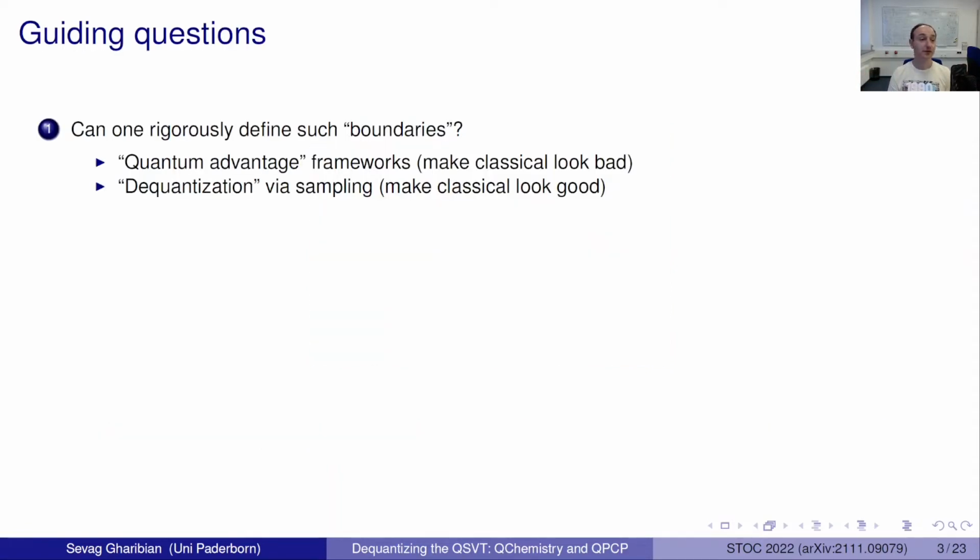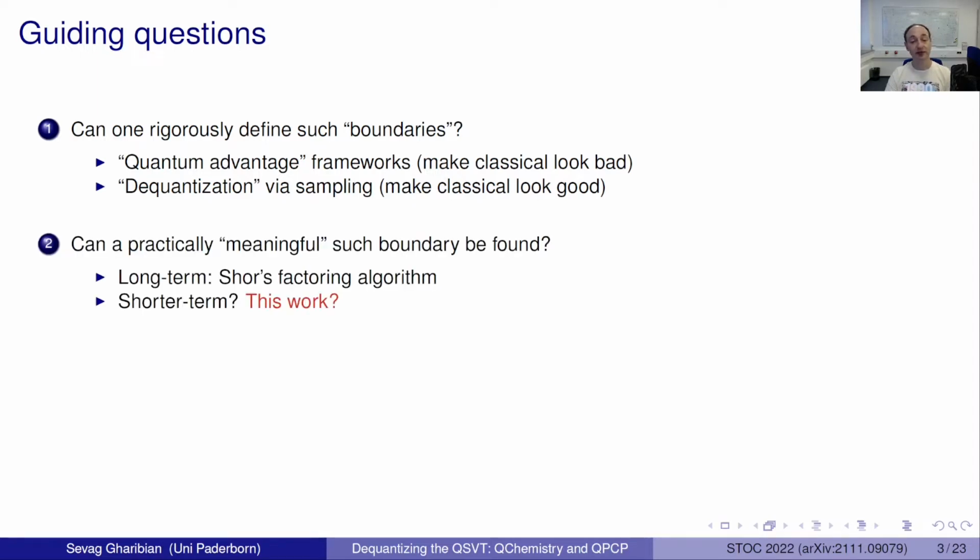The first is, if we want to talk about a boundary between classical and quantum computing, we want to rigorously define this boundary. In the last few years, there have been a number of really nice works along two different directions that do exactly this. Number one are these so-called quantum advantage frameworks, like boson sampling, random circuit sampling, and so forth. These are trying to make classical computers look bad, for example. On the flip side, there have been these really nice dequantization works via sampling assumptions, and these try to make classical computers look good.